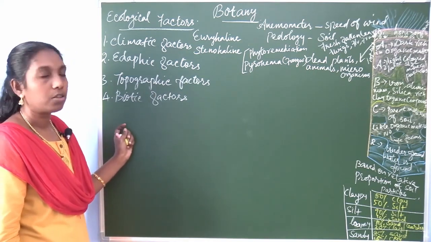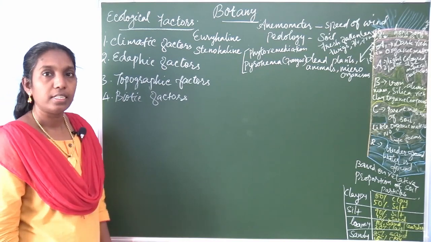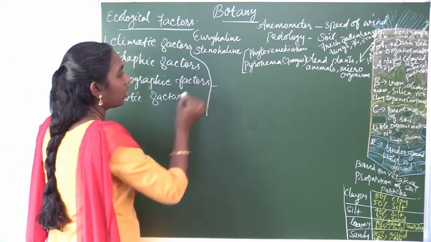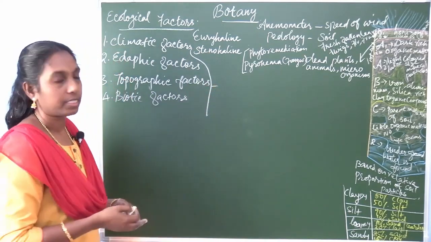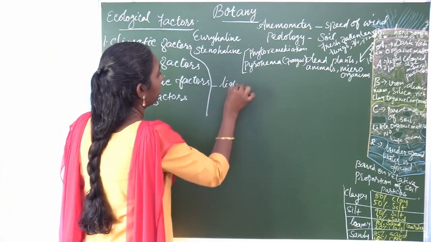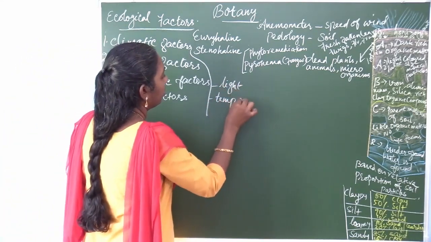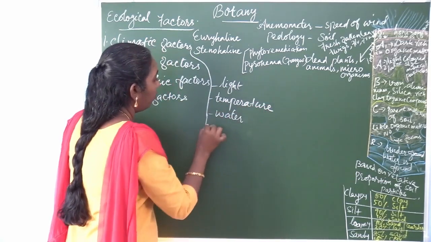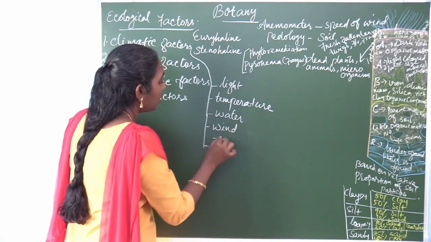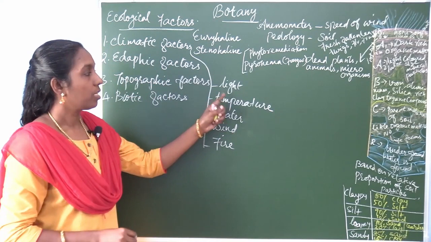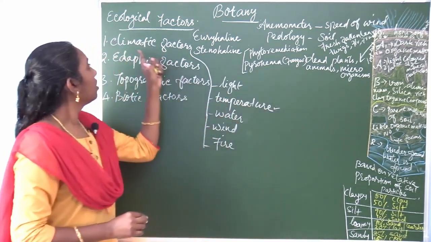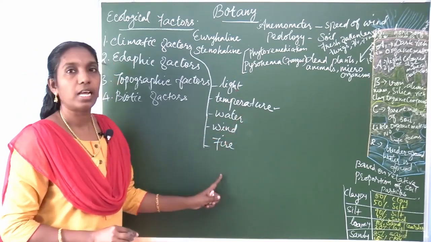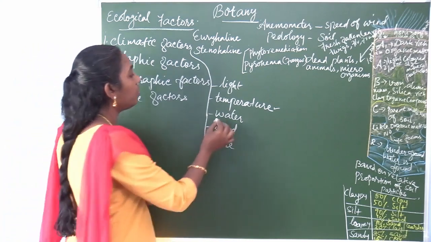In the previous class, we concluded with climatic factors, light and temperature. What are the different climatic factors? There are a number of climatic factors. They are light, temperature, water, wind and fire. In the previous class, we concluded with temperature. Let's continue this class from water.